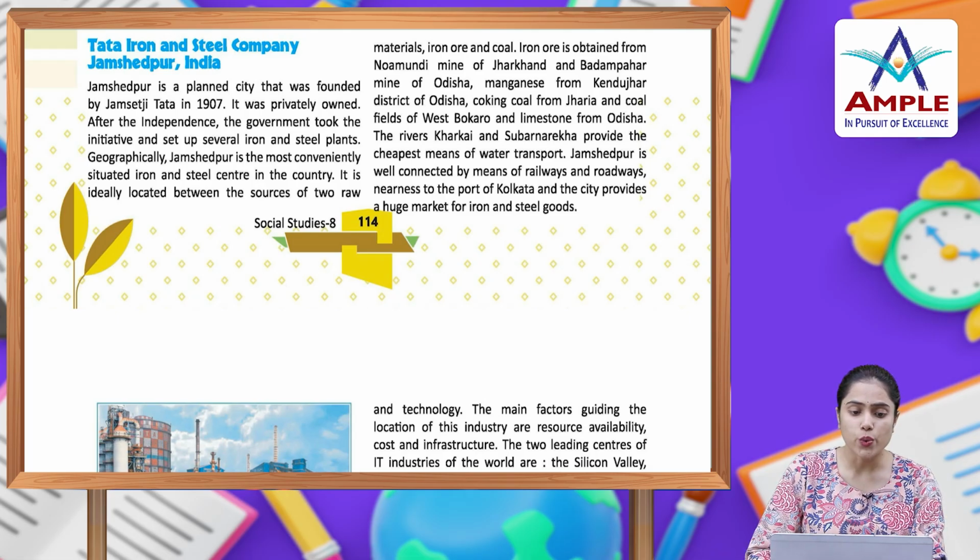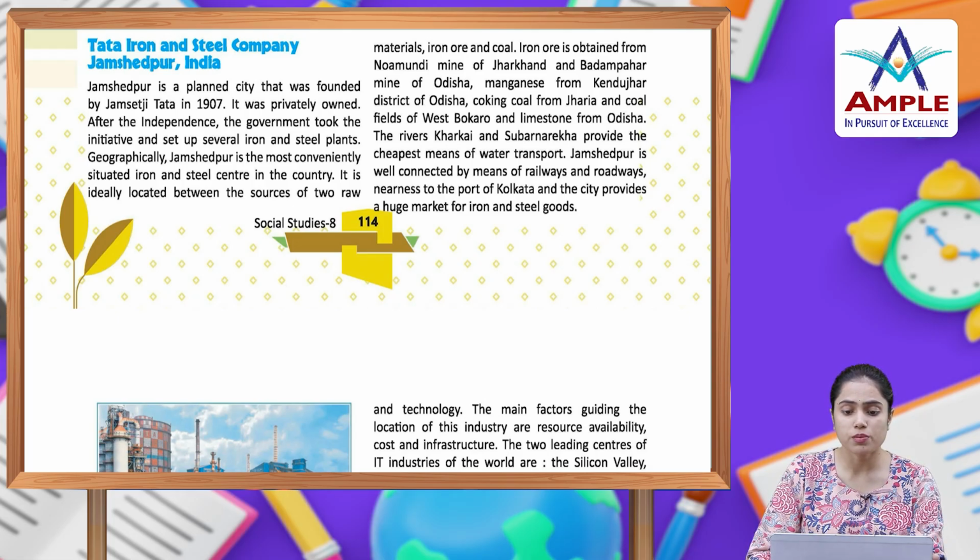It was privately owned. After the independence, the government took the initiative and set up several iron and steel plants. Geographically, Jamshedpur is the most conveniently situated iron and steel center in the country. It is ideally located between the sources of 2 raw materials, iron ore and coal.